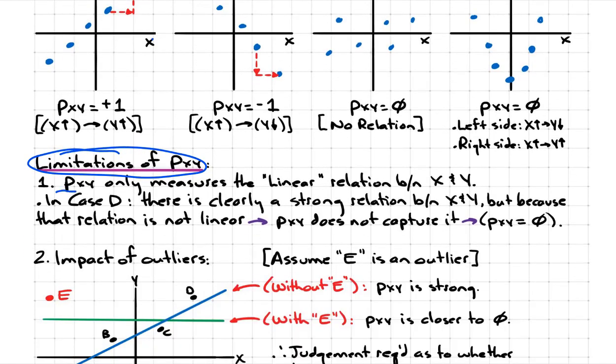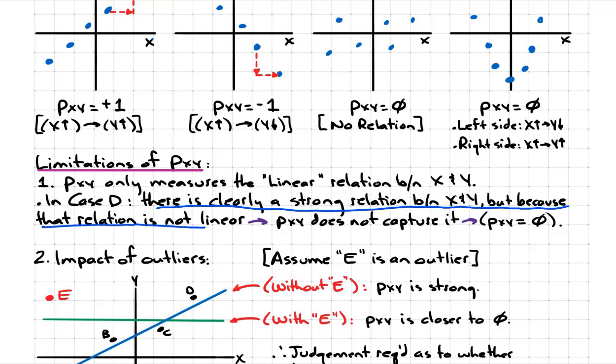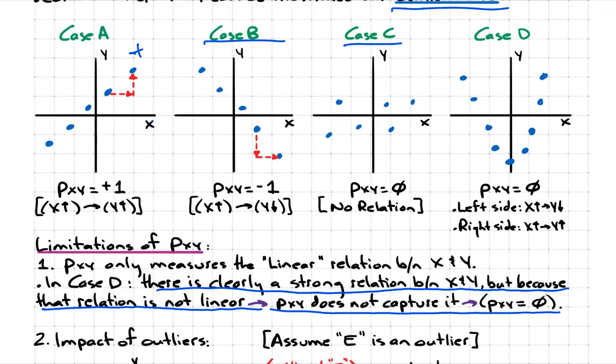Well, correlation only measures linear relationship between x and y. So as we saw in case D, there's clearly a strong relationship between x and y, but because that relation is not linear, correlation did not capture it. Instead, it told us that correlation is 0. So this is definitely not a linear relationship, right? And correlation says, well, if there isn't a linear relationship, then the conclusion is that this is 0.